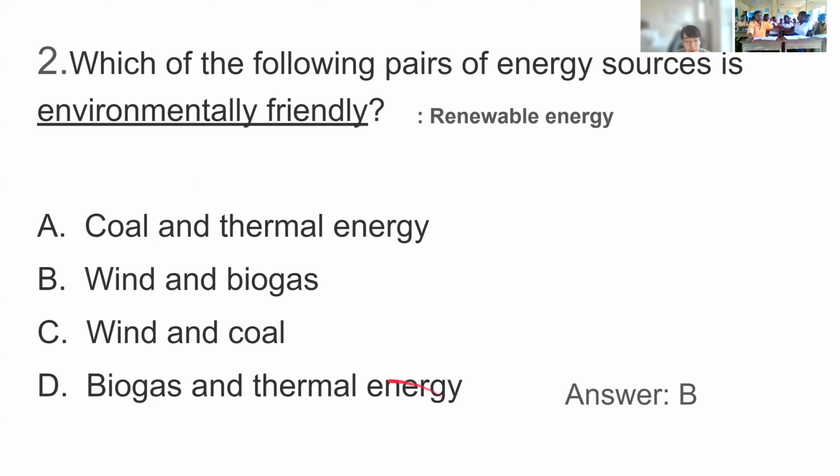For D, it depends on what thermal energy it is, so it might not always be environmentally friendly. But for B, we know wind, we can use wind turbines, which are renewable energies. We can also use biogas, which is also renewable energy.